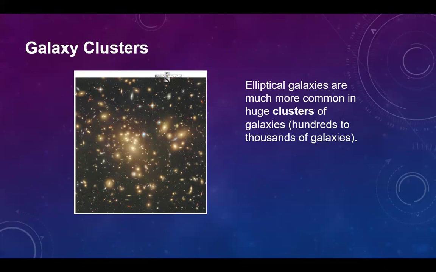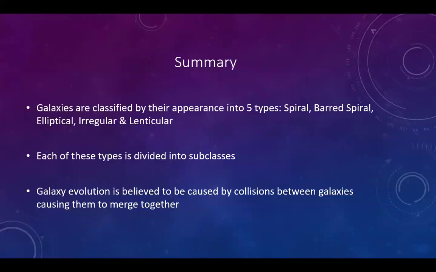But there are these galaxy clusters with thousands of galaxies in them. There we tend to find ellipticals in the center, and the few spirals that are in them tend to be around the edges. Galaxies are classified by their appearance into 5 types: spiral, barred spiral, elliptical, irregular, and lenticular. Each of these types is divided into subclasses. And galaxy evolution is believed to be caused by collisions between galaxies, causing them to merge together.